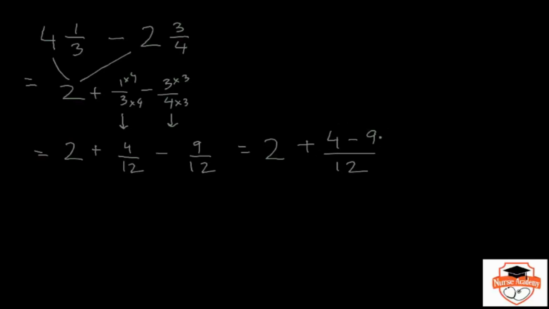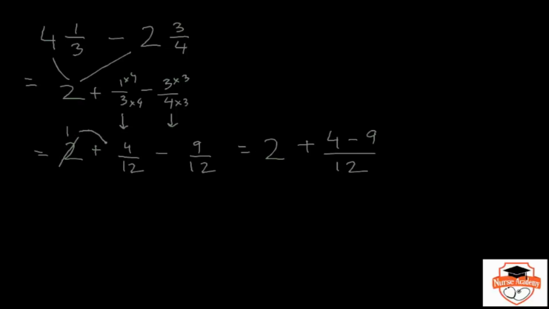What do we do? Remember borrowing in subtraction? That's exactly what we are going to do. Now because we figured out that 4/12 is smaller than 9/12, 4/12 is not good enough to subtract 9/12. It needs help. It needs to borrow. From whom is it going to borrow? From this 2 wholes. The 2 wholes changes to 1 whole because it's going to lend 1 whole to this 4/12.